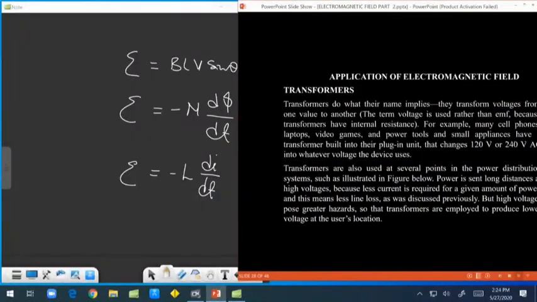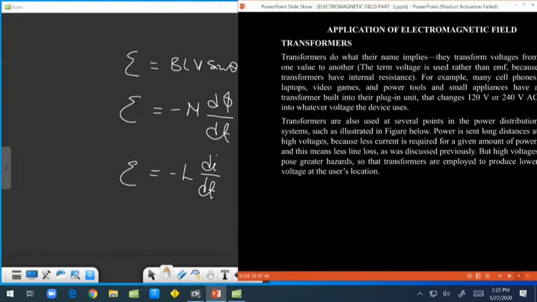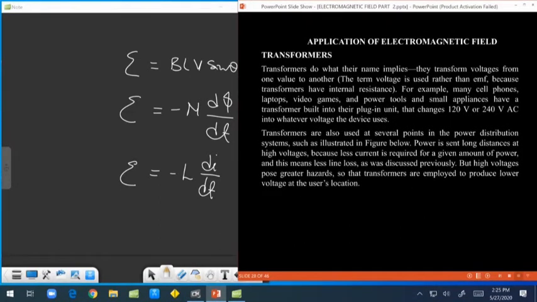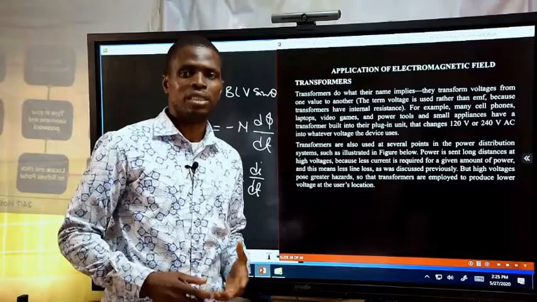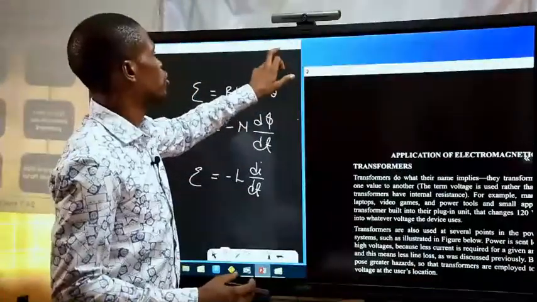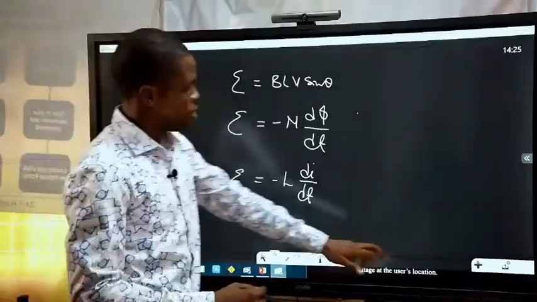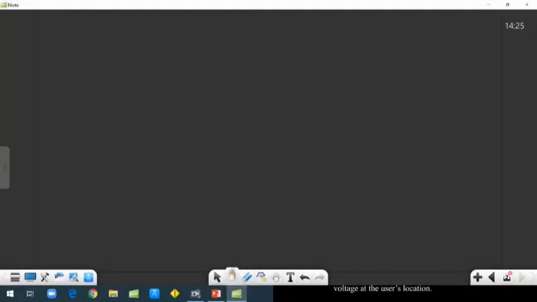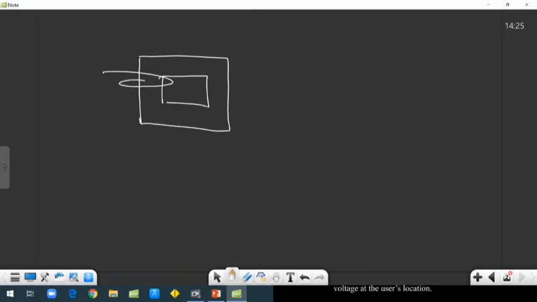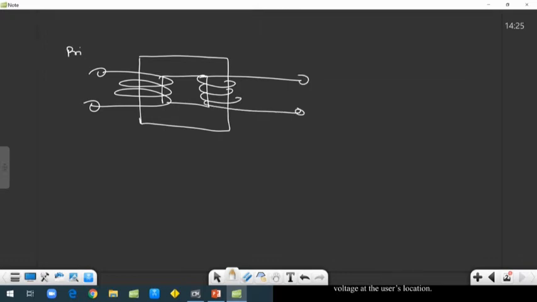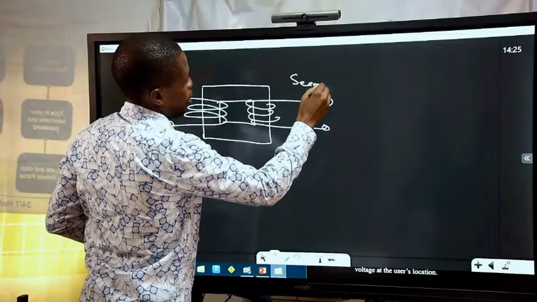So we'll be looking at what a transformer will do in a particular circuit. What will a transformer do and how does it function? To see how a transformer functions, we look at a typical transformer. A transformer is of this form. It has the primary coil and the secondary coil.